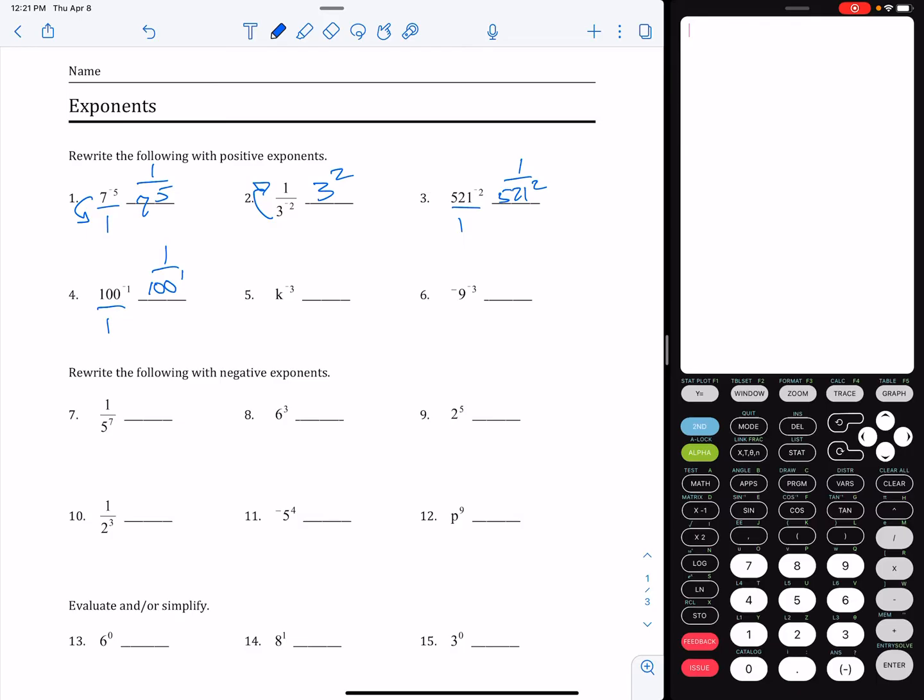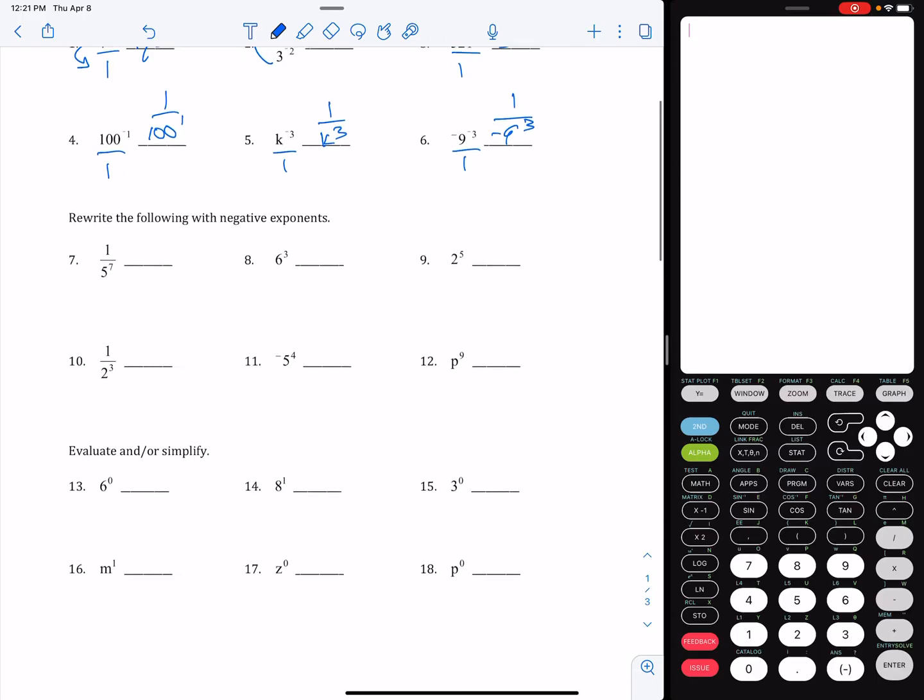It works the same even if you have variables. This one is in the numerator, so you flip it to the denominator. It also works even if you have a negative base. This one is in the numerator, so it's going to flip it to the denominator. Since my base is negative, it has to stay negative, but my exponent turns positive.